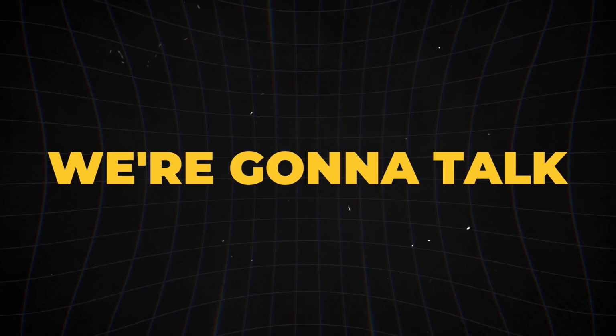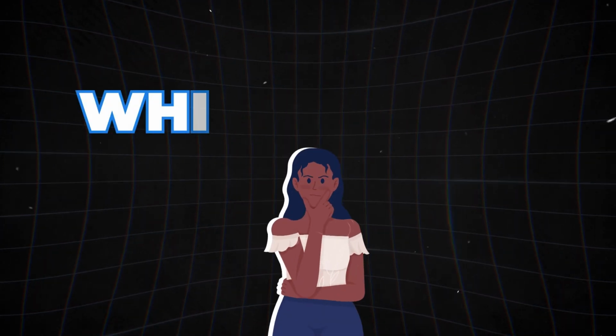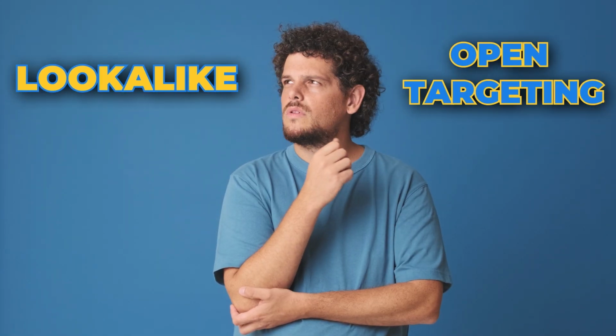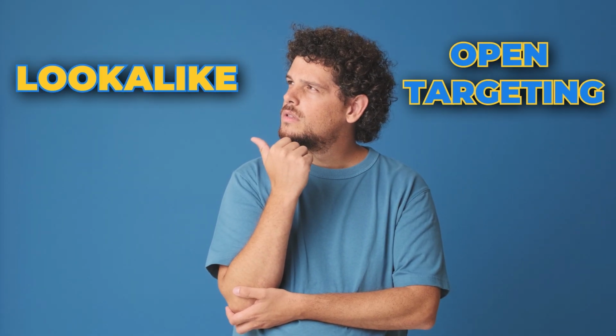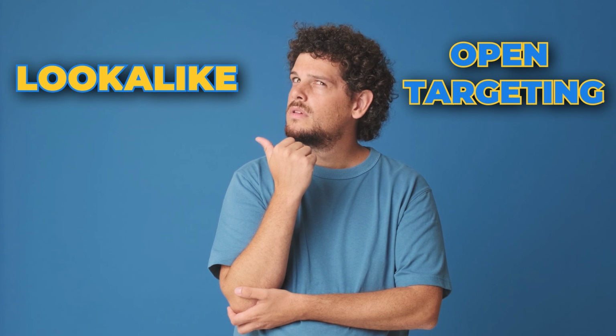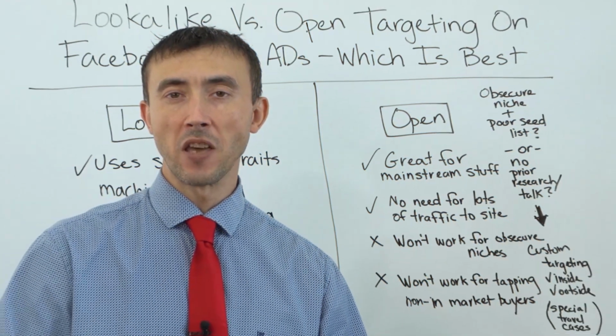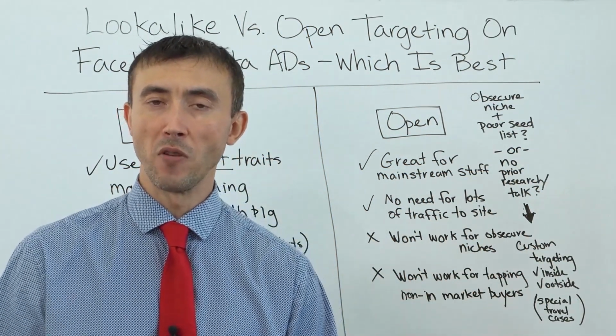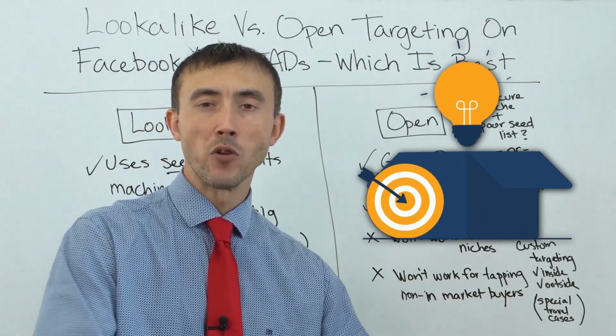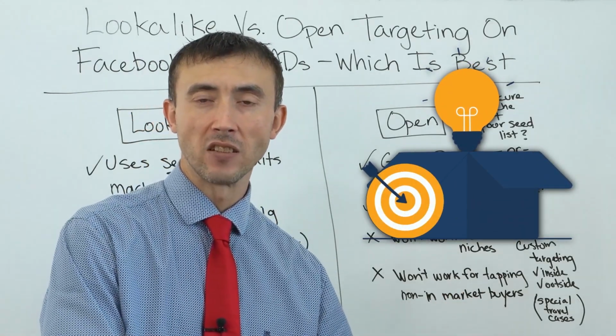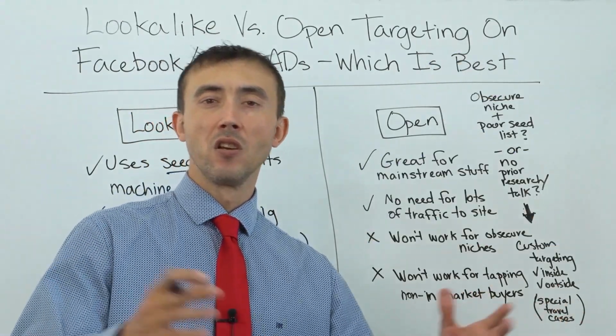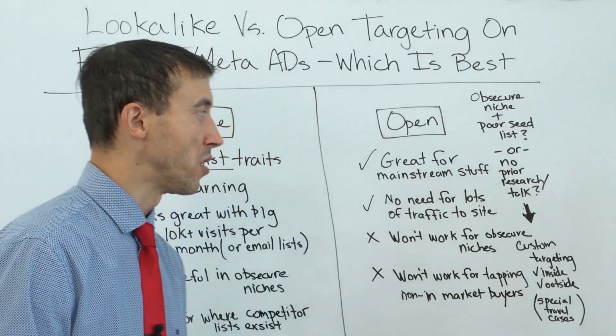Today's video, we're gonna talk about lookalike versus open targeting on Facebook/Meta ads. Which is best? There isn't a situation where one is always better over the other, because it depends on your niche. And I'm gonna give you example niches where we ran Facebook campaigns where one actually worked better over the other, to give you an idea for your niche what's actually gonna work the best instead of just saying it depends. And I hate when people do that. I'm sure you do as well.